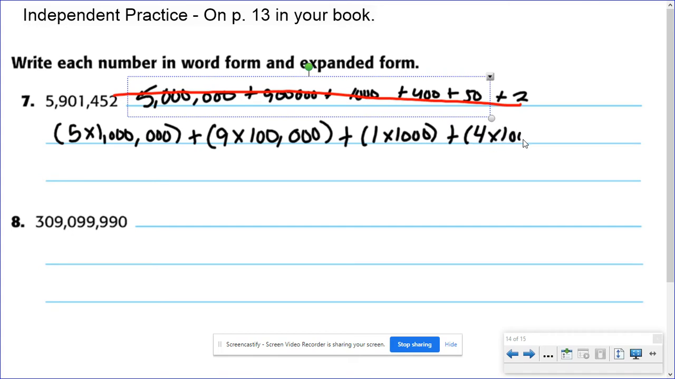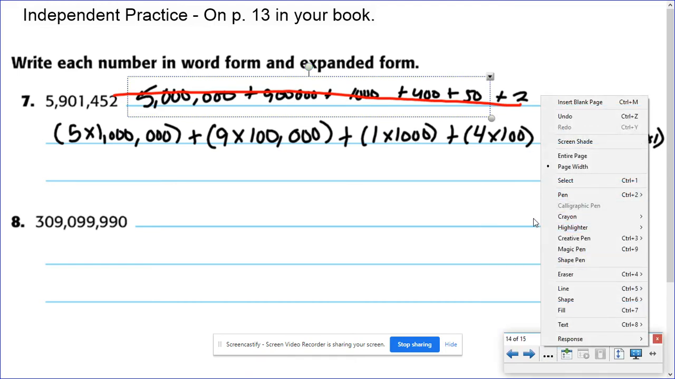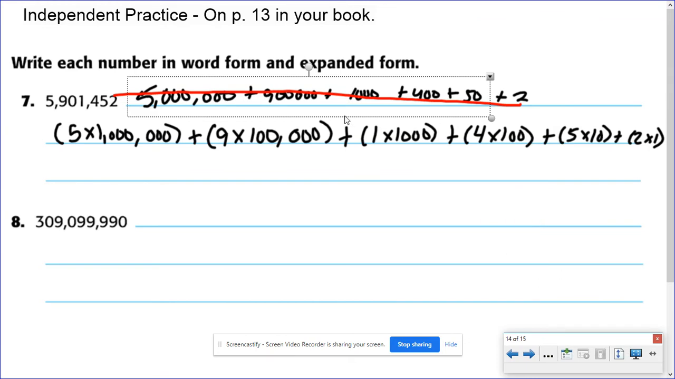1,000 I'm going to pull apart to look like 1 times 1,000. 400 is 4 times 100. 50 is 5 times 10. 2 is 2 times 1. So you'll see now I can see the place values of each number because a million is a place value and 100,000 is a place value and 1,000 is a place value and 100 and 10 and 1. But leaving it in fourth grade expanded form, we can't do any more because it's not expanded enough for us.